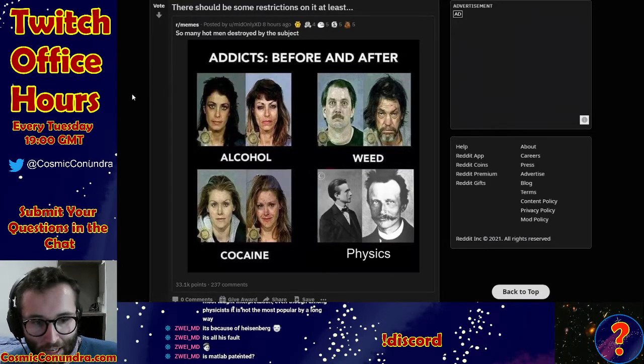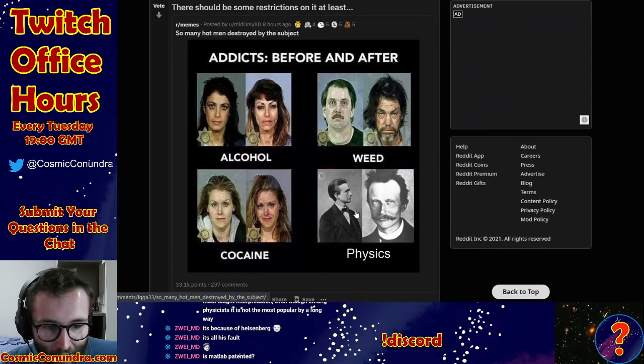Addicts before and after. Alcohol, weed, cocaine, physics. Nice. Yeah, which physicist is that again? Is that Heisenberg? I can't remember if that picture is Heisenberg or not. You usually see him with his funny little glasses. And he's got funny little glasses there. I think it looks like him. I'm not entirely sure.